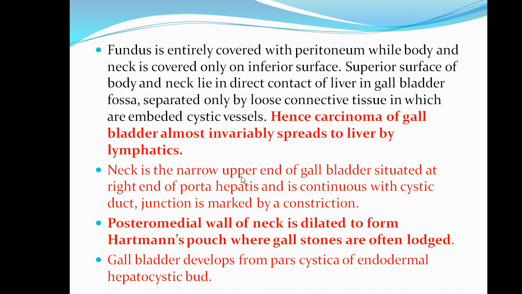The neck is the narrow upper end of the gallbladder, situated at the right end of the porta hepatis, and is continuous with the cystic duct. The junction of the cystic duct and the neck is marked by a constriction. The posterior medial wall of the neck is dilated to form the Hartmann's pouch, where gallstones are often lodged. The gallbladder develops from the pars cystica of the endodermal hepatic diverticulum.